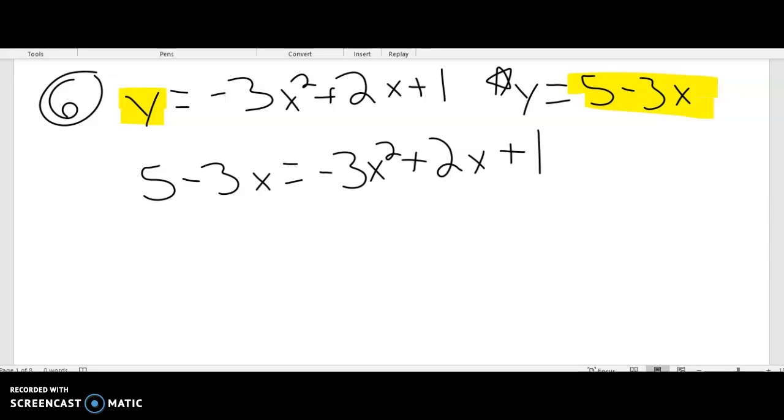All right, so I am going to go ahead and subtract this 5 from both sides. And I'm going to add this 3x to both sides. I'm doing it in one step here just because I write huge. You guys know that.